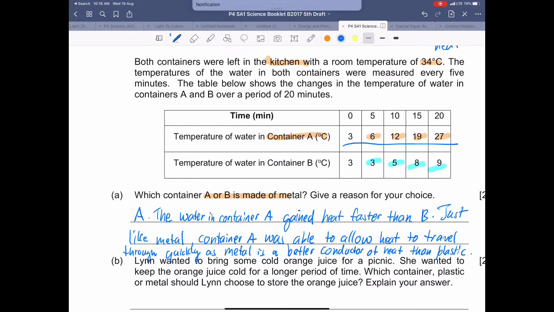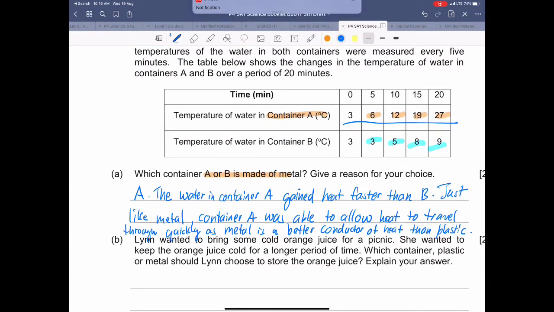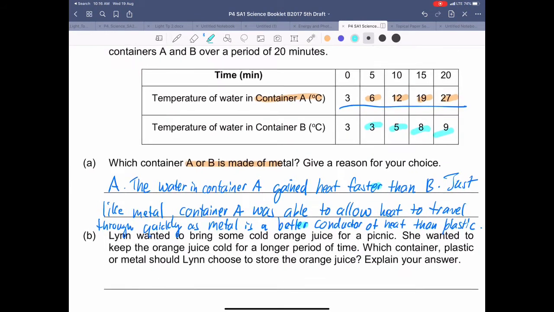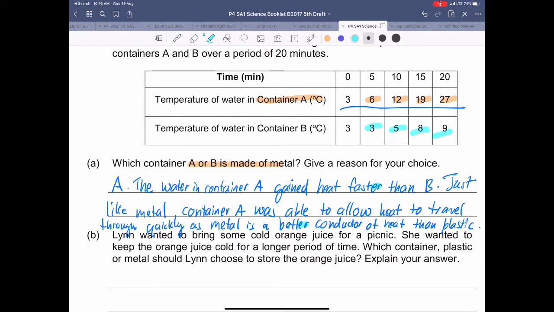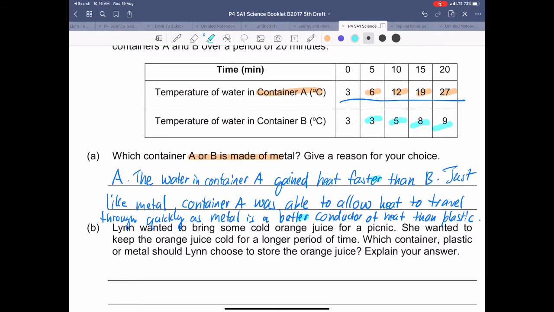Okay, now you need to be careful that you use words like faster and better. Why? Because in this case there are only two materials that you're comparing. So instead of saying just good or poor, which is very general, you use the word better, faster, because you're comparing between two materials. Alright?